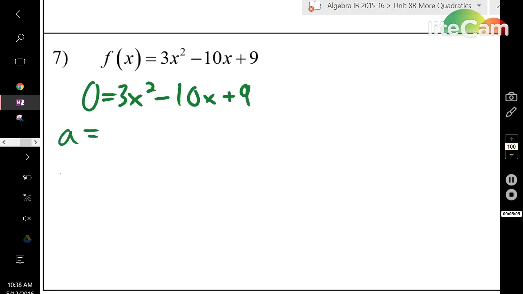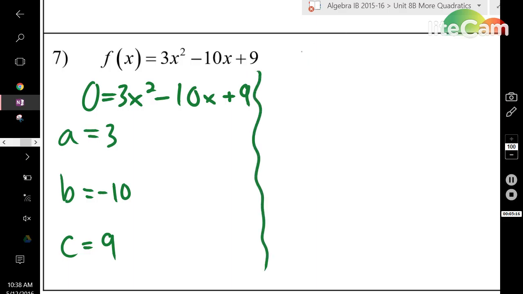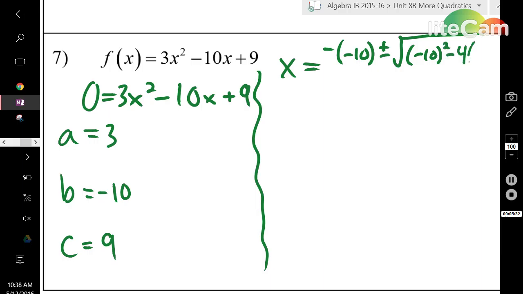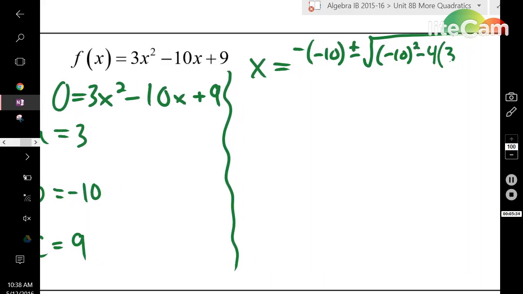Identify A, B, and C. A is 3, B is negative 10, C is 9. So plugging these into the quadratic formula, it's going to be negative B, so it's negative 10, plus or minus the square root of negative 10 squared minus 4 times A, which is 3, times C, which is 9. That's all the numerator there. Divided by 2 times A, which is 2 times 3.